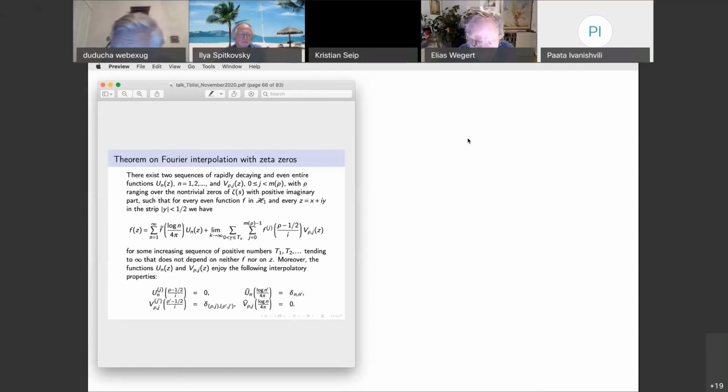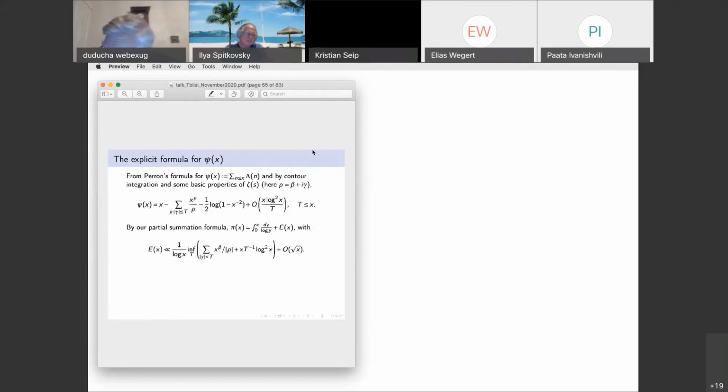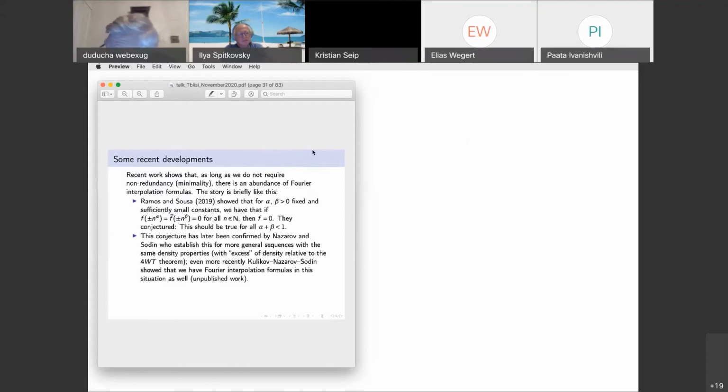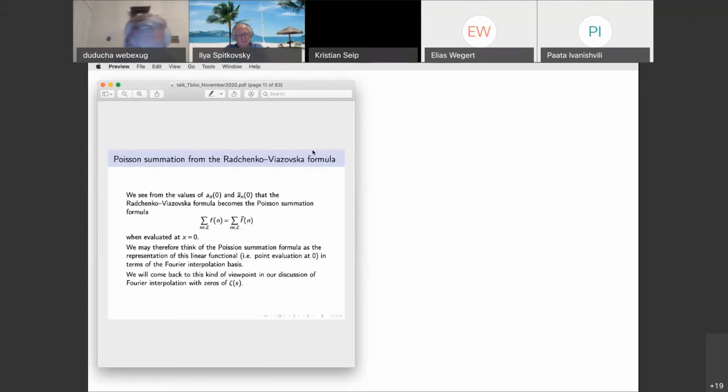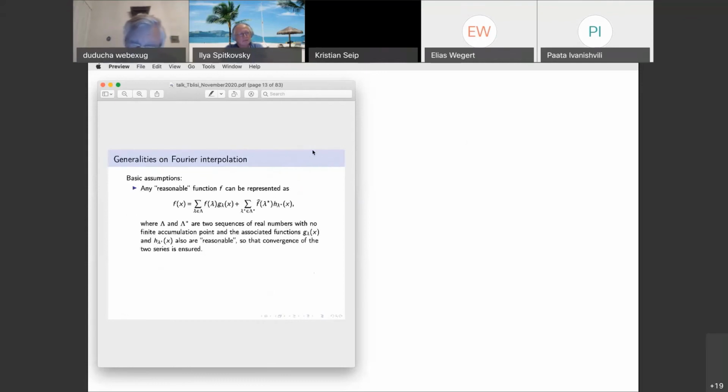Further questions, please. Maybe I have one question. I was interested in the first part of your talk in these expansions of functions according to these lambda and lambda star sequences and the appropriate functions. Do you have some conditions for these functions when these expansions are possible?